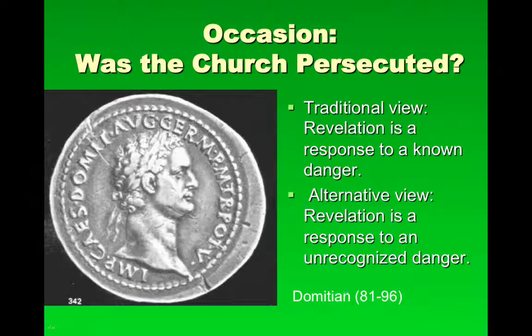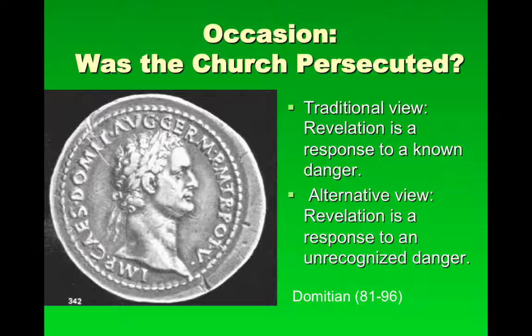But the question has been raised, and I need to let you in on that. Now, was the church persecuted during the time of John? The most widely held view of the time of the composition of this book is that it happened during the reign of the Emperor Domitian, who was the last one in a line of Roman emperors in the 1st century. And he is usually depicted as a very bad person, a grandiose person, as someone who claimed divinity, divine status, and wanted to be worshipped in ways that his predecessors had not done. So in the traditional view, Revelation is a response to a known danger. That danger is persecution during the time of Domitian.